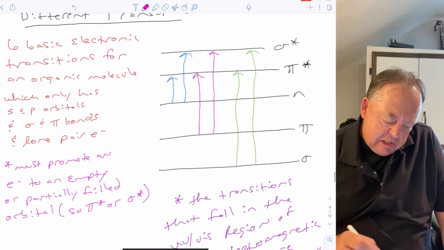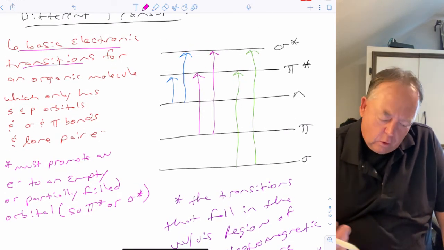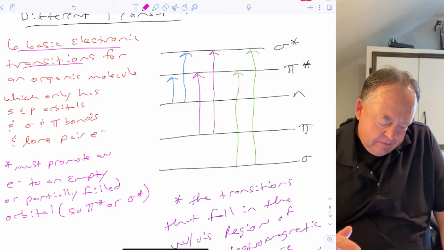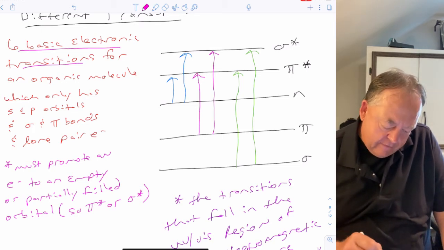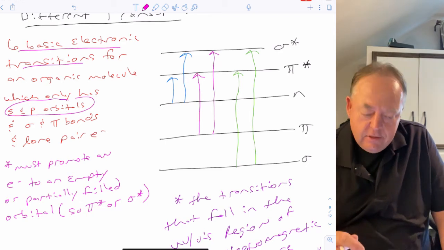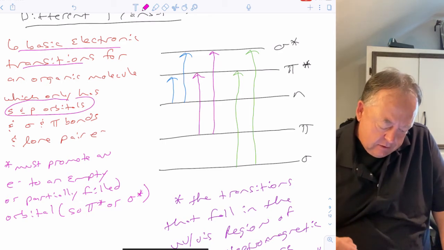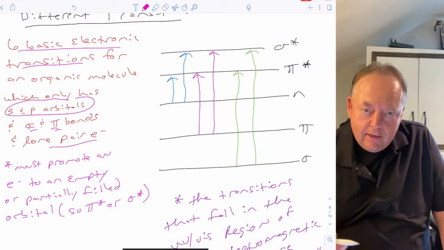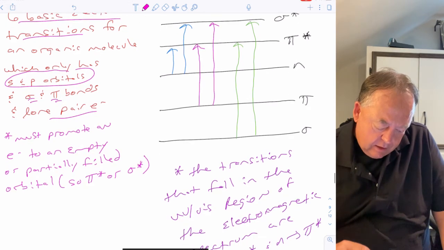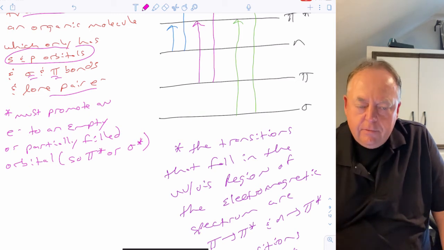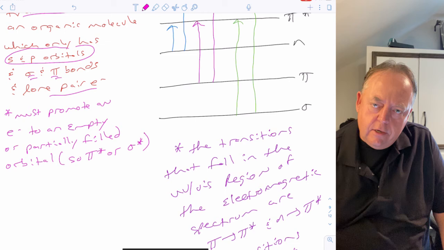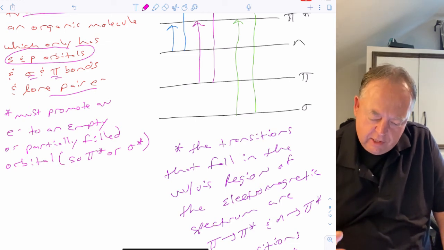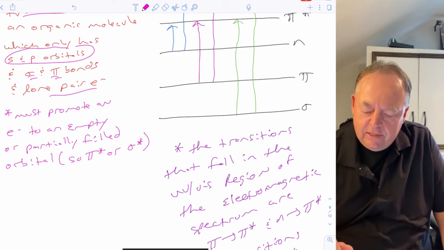Okay, so there are basically 6 different transitions for organic molecules. Organic molecules only really have s and p electrons, so sigma and pi bonds, and lone pair electrons. If you're going to promote an electron, you have to promote it to an empty or a partially filled orbital. You can't promote an electron to an orbital that's already full, because you can't put more than 2 electrons in any one orbital.